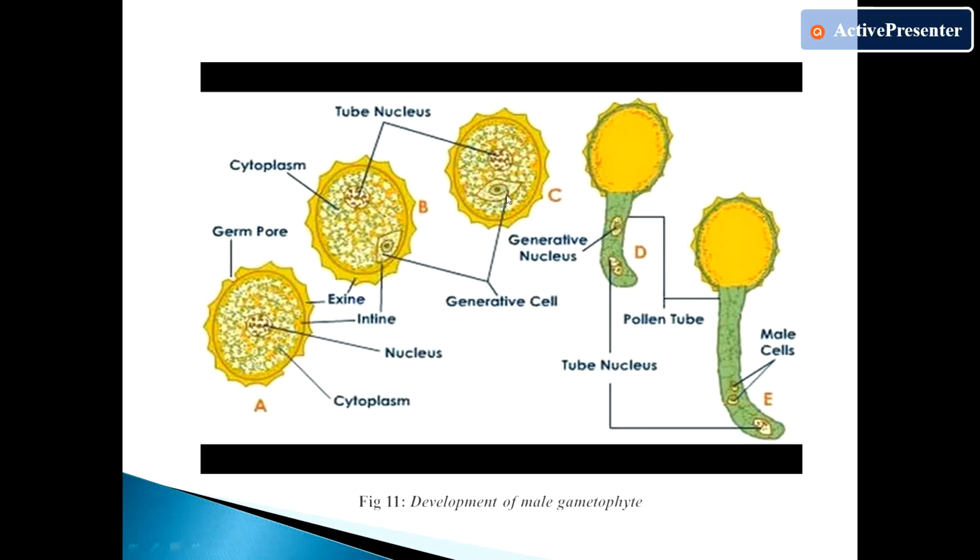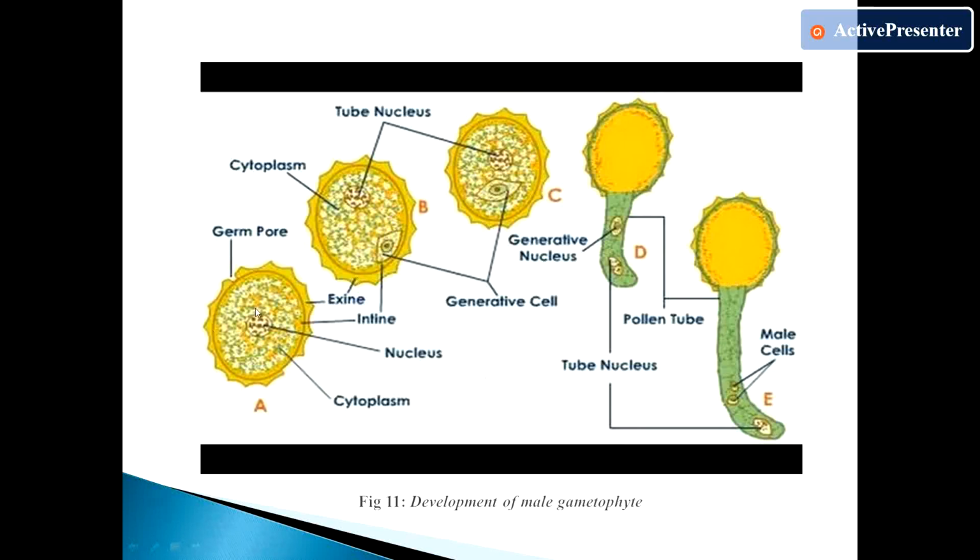This generative cell undergoes mitotic division again, and forms 2 male gametes. By then the intine will come out through the germ pore and form a tubular structure, that is known as pollen tube. The pollen tube carries the generative cell, and the tube cell will degenerate afterwards. Tube nucleus and generative cell are carried by the pollen tube. The tube cell will degenerate, and the generative cell again divides mitotically to form male gametes. And the 2 male gametes along with this pollen tube are known as male gametophyte. So this is the male gametophyte generation.